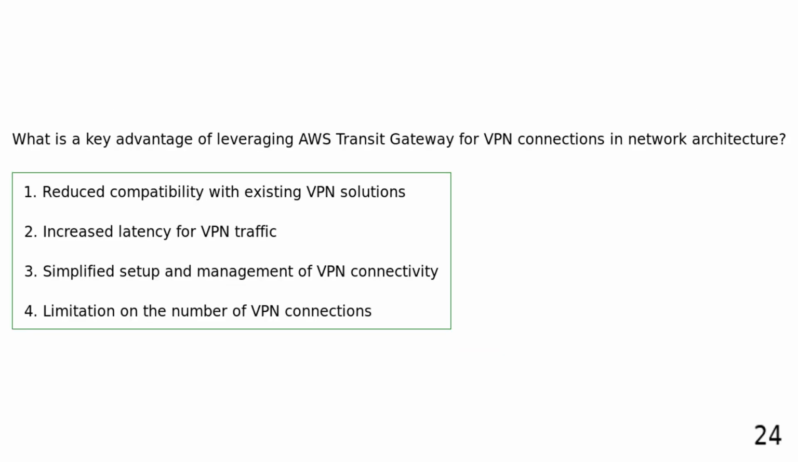What is a key advantage of leveraging AWS Transit Gateway for VPN connections in network architecture? Reduced compatibility with existing VPN solutions. Increased latency for VPN traffic. Simplified setup and management of VPN connectivity. Limitation on the number of VPN connections.